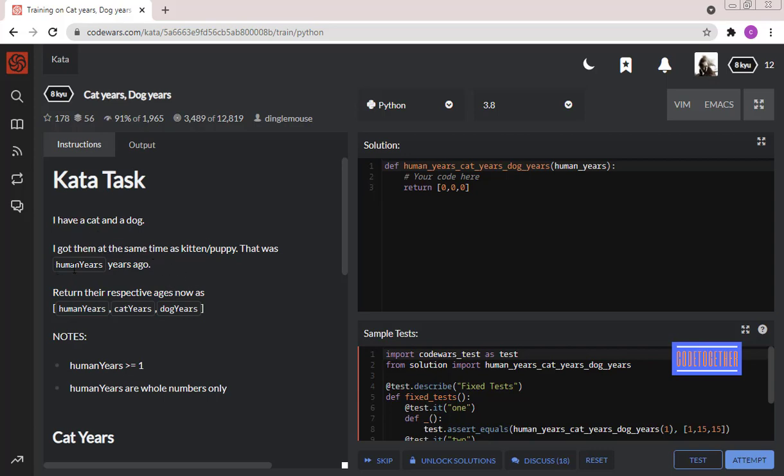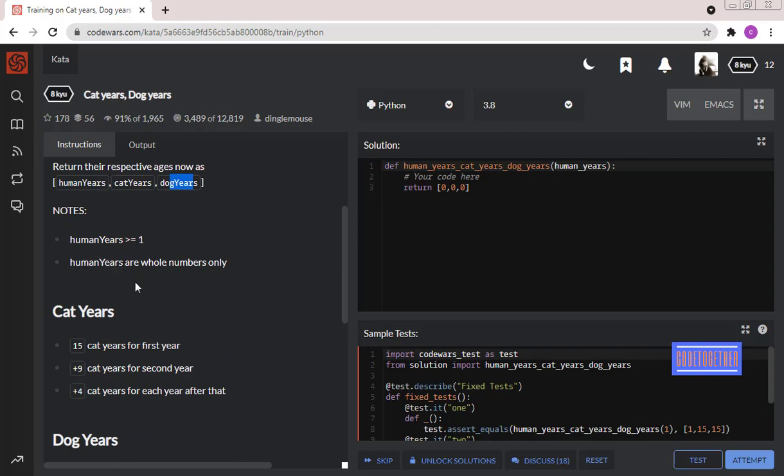Okay, I have a cat and dog. I got them at the same time as kitten and puppy. That was human years ago. Return their respective ages now as human years, cat years, and dog years.